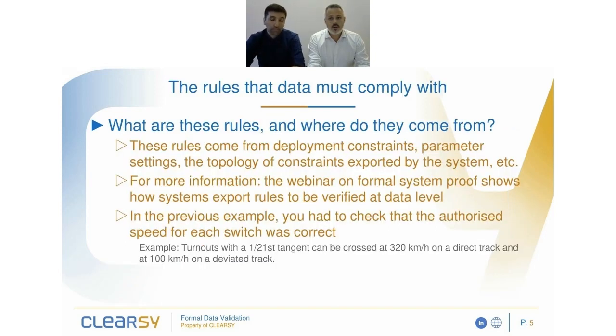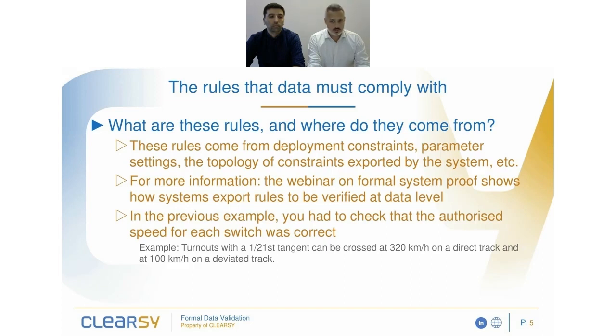Now let's talk about what these verification rules are and where they come from. First of all, there's a CLIS webinar on this topic. You may have been able to follow it, on the formal proof of system, which explains how a critical system exports constraints and properties that the data must verify. If you have not, there will be another webinar by the end of the year.